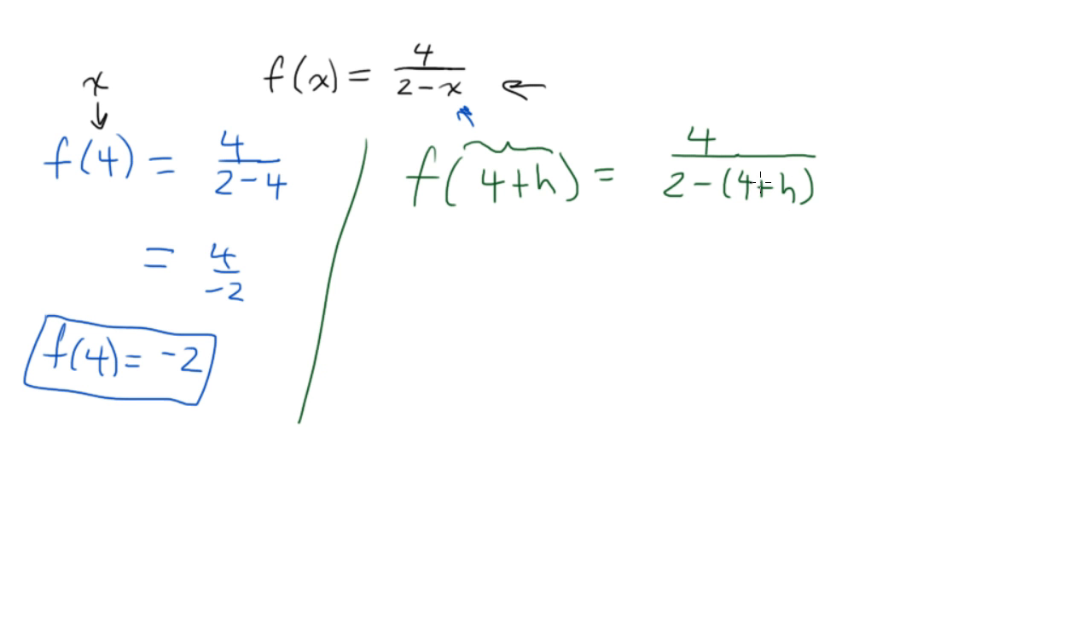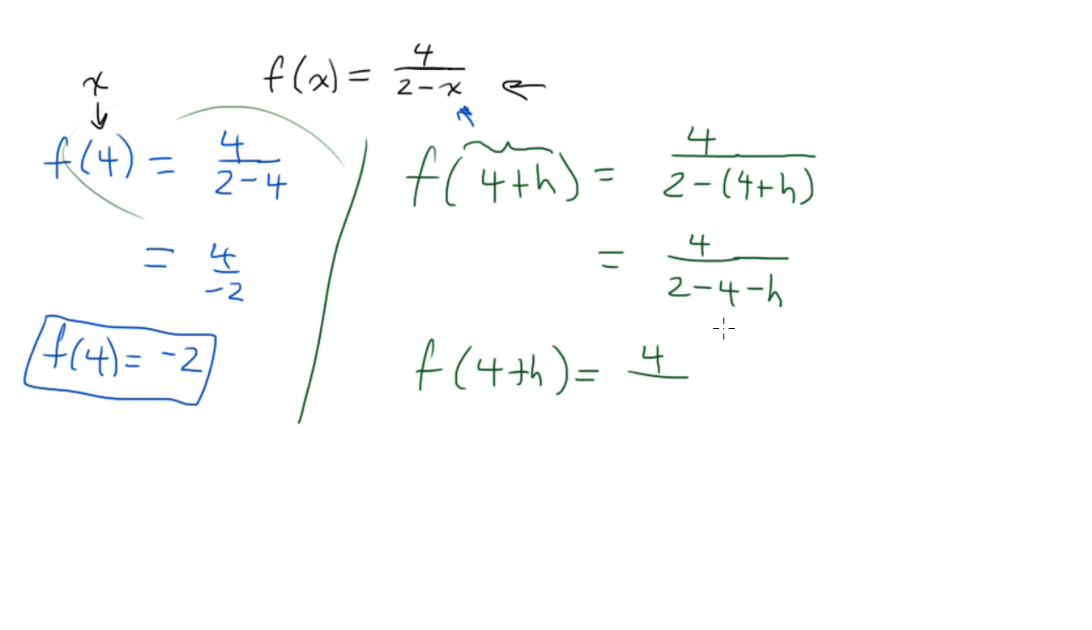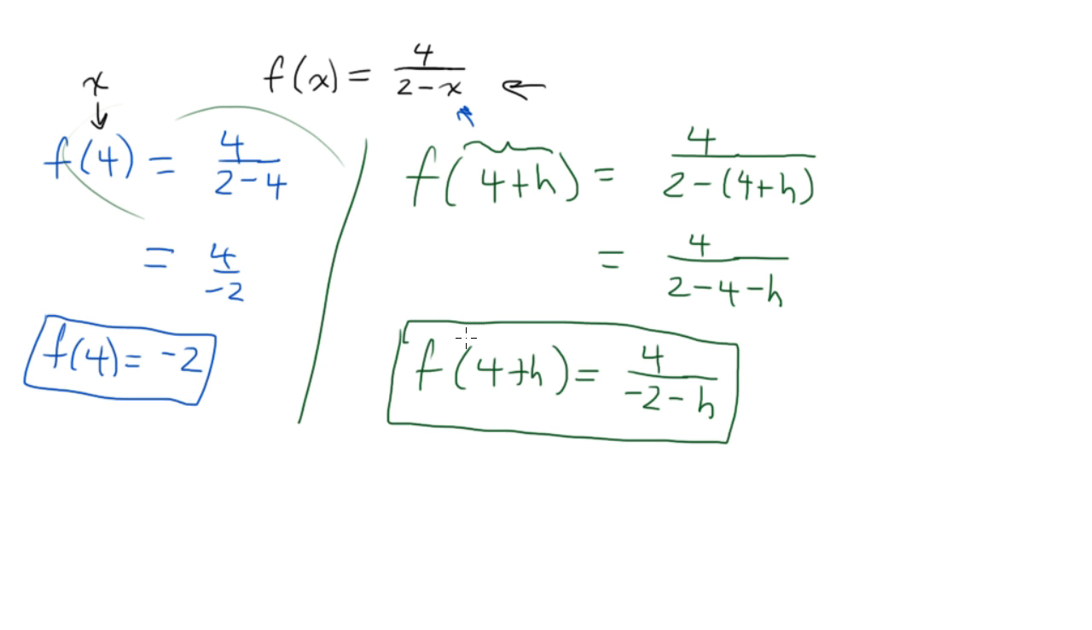Now, that process was exactly the same as what we did over here, but we just have more to simplify here. So we'll do that. We'll say that's 4 over 2 minus 4 minus h. So that is f of 4 plus h equals 4 over, well, 2 minus 4 is negative 2, and then minus h. So negative 2 minus h. So that's our simplified version of f of 4 plus h.